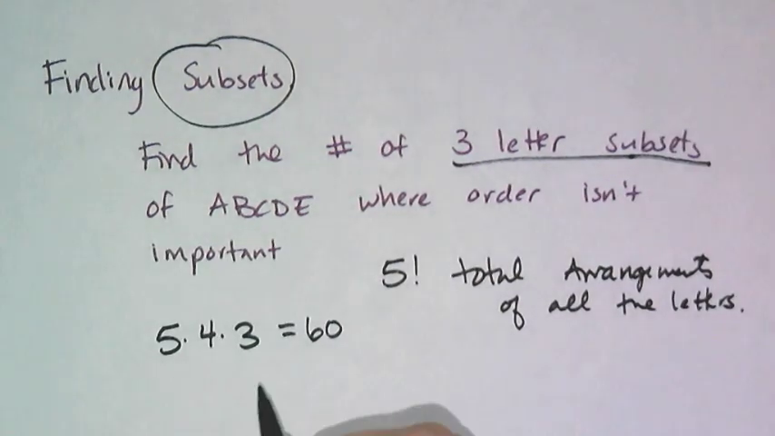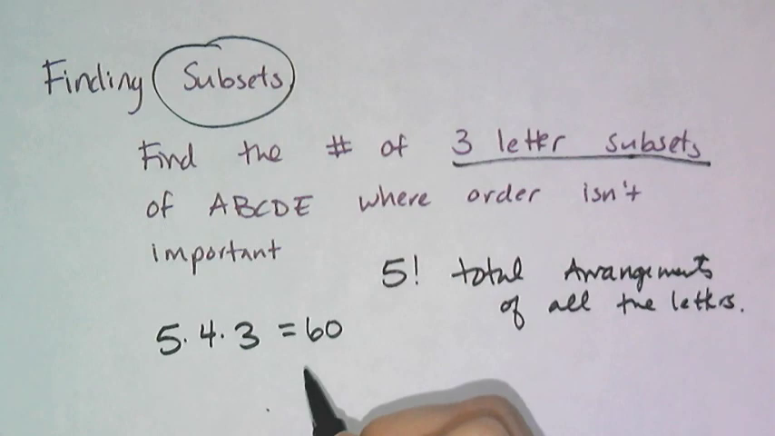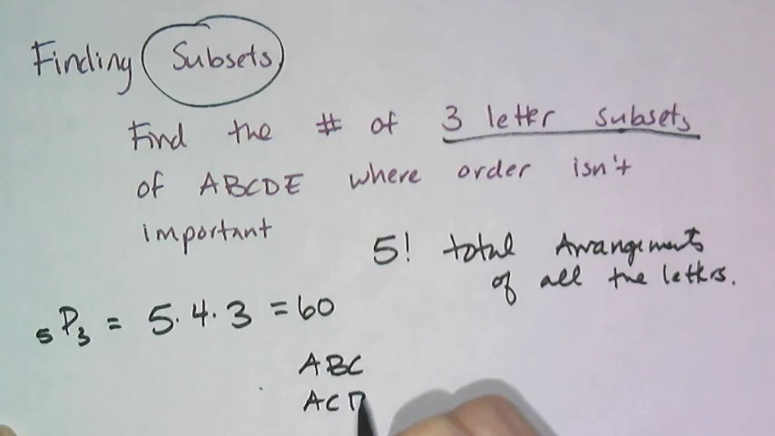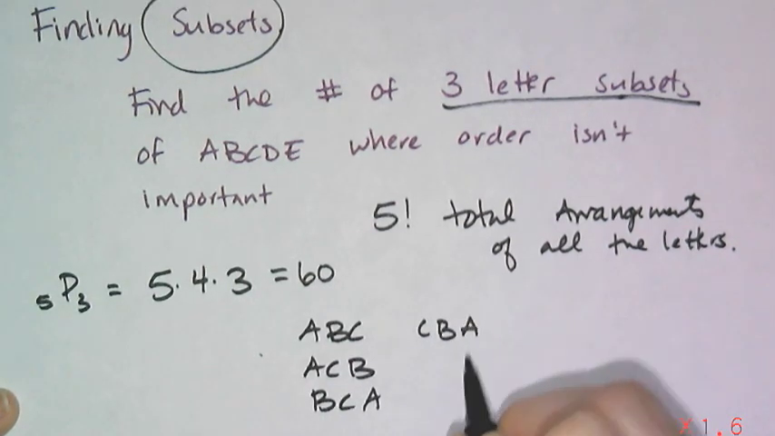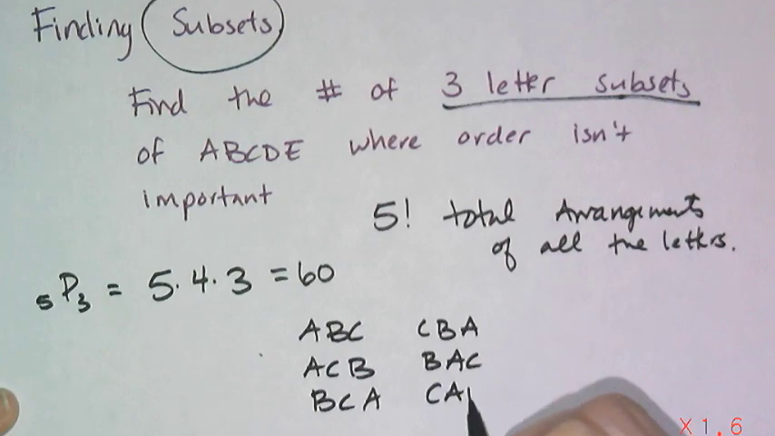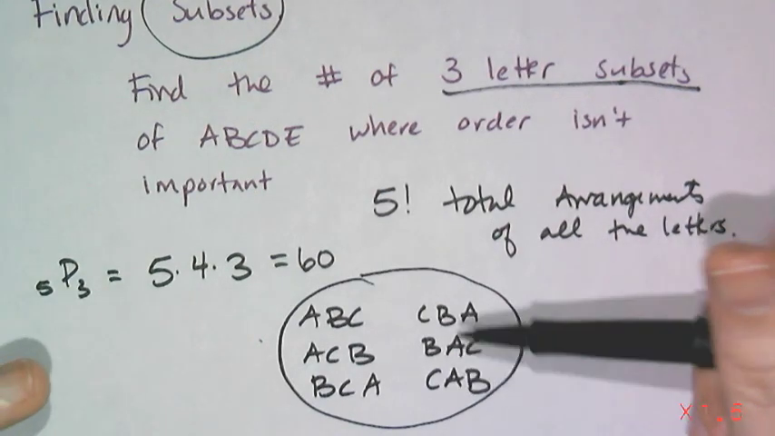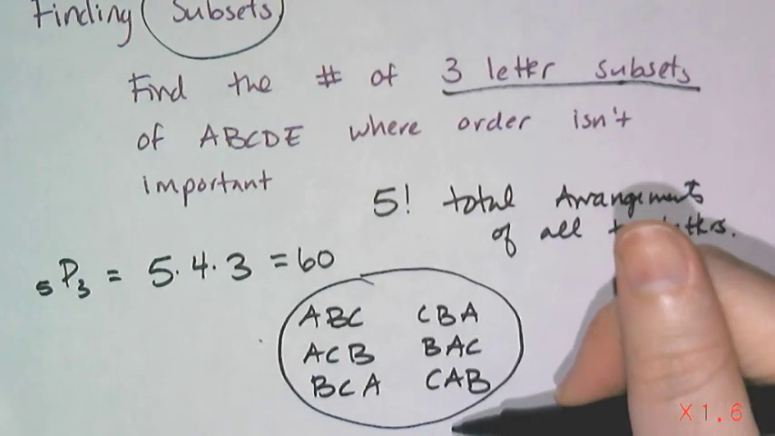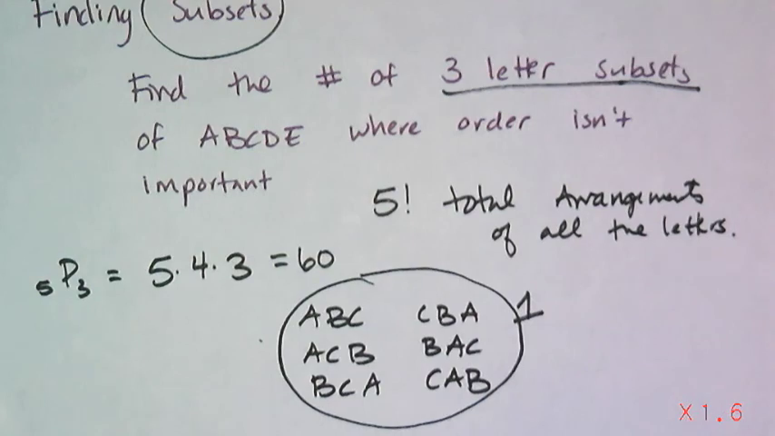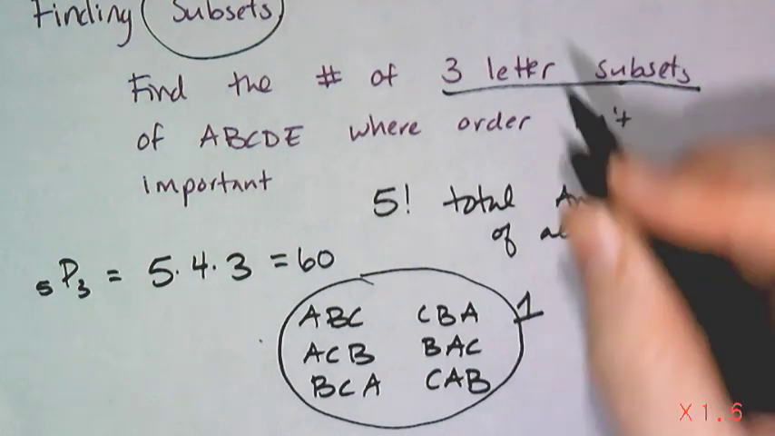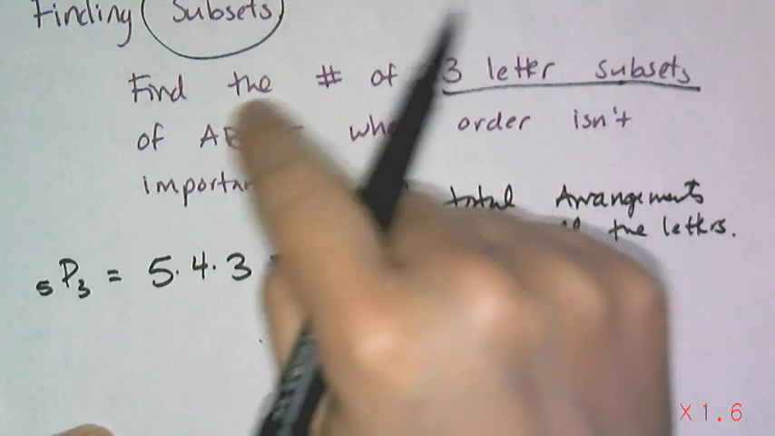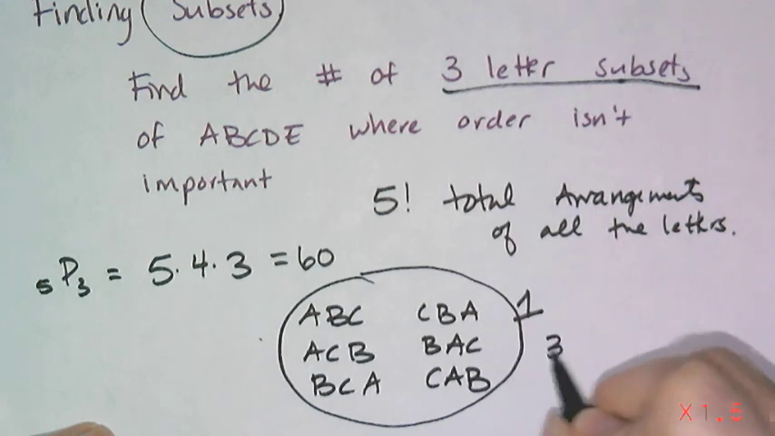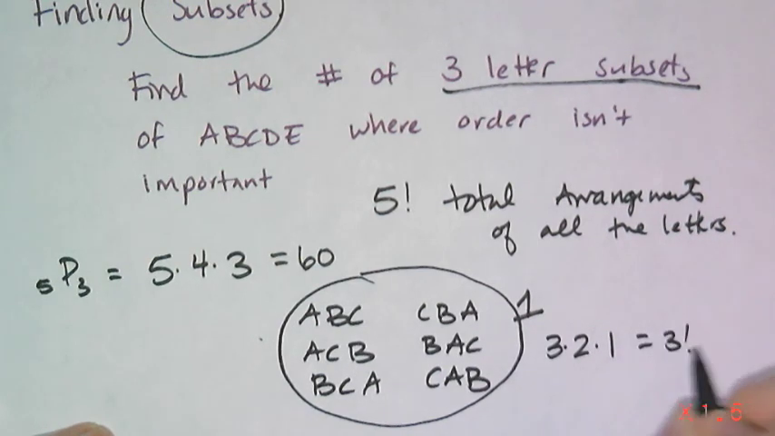But this is where order matters. And inside this 60, I'm going to find the following: ABC, ACB, BCA, CBA, BAC, and CAB, that are just arrangements of A, B, and C. And I don't want to count these out separately. I want to count this as just one subset of the letters A, B, and C. And if I think about any 3 letters in this grouping, they're going to have this many arrangements, which happens to be 3 times 2 times 1, which is 3 factorial, or 6.